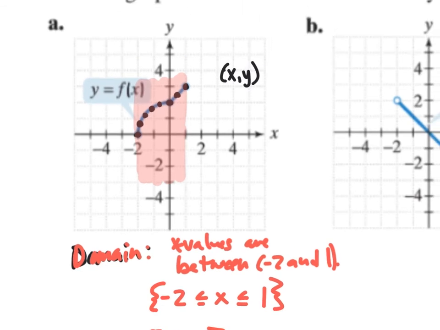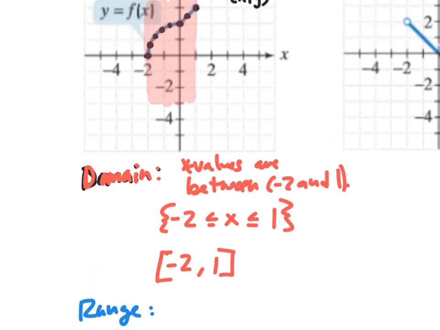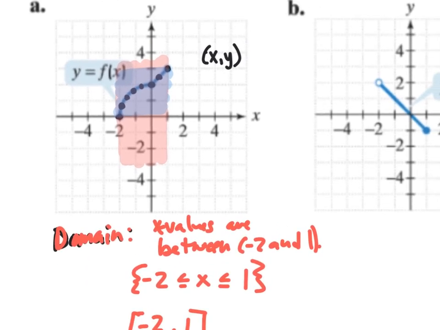Now, let's do the same thing but for y values. So I'm going to come in here, let's do it for range. So I'm going to talk about my range, and my range is where I have y values. I'm going to shade this area and say, well, my y values start here at 0 and they go all the way up until I get to 3. So my y values are between 0 and 3.